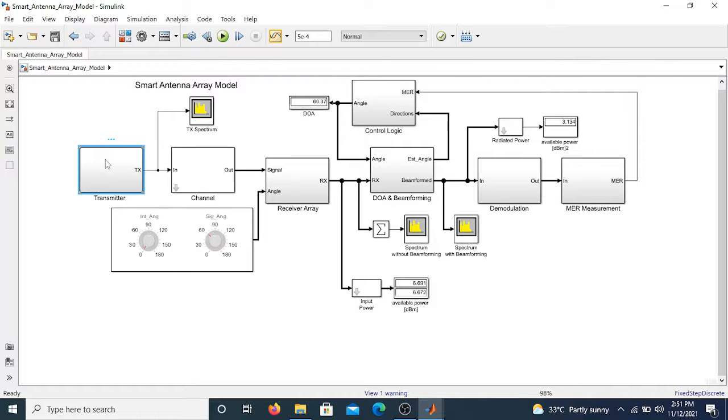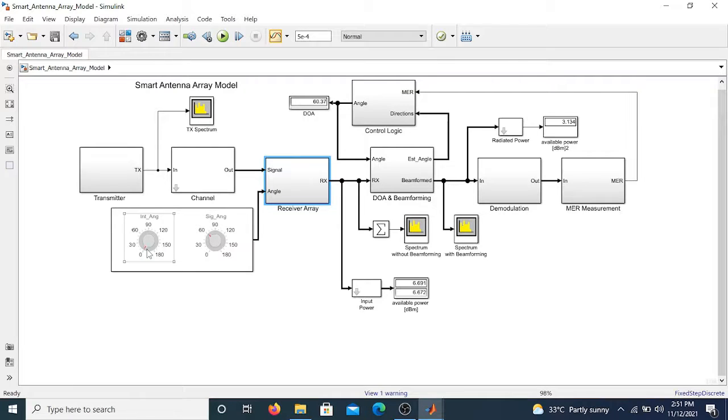The generated signal from the transmitter is then passed into the channel, and from the channel it goes through the receiver array, where it combines with the interfering angle and the desired angle signals at the receiver array end. In this case, we're making use of a 60 degrees direction of arrival. That is what we are choosing as the design of the array. We want our signal to be directed in the direction of 60 degrees. As you can see, the interfering signal is directed at 0 degrees.